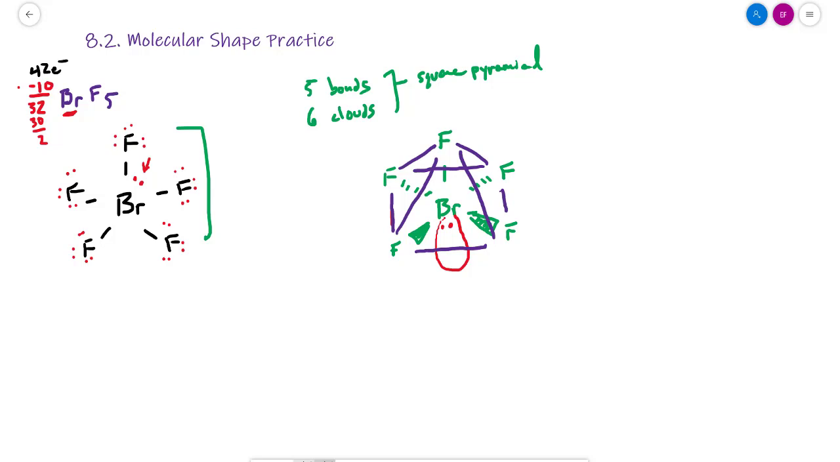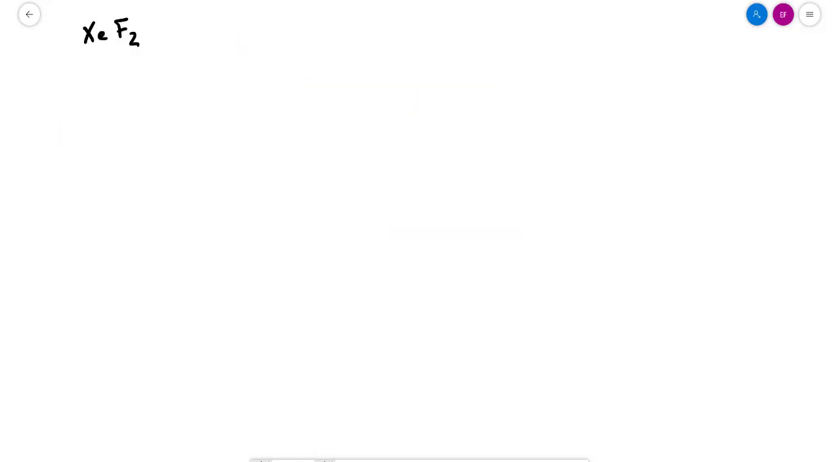So on a quiz or on an exam, if I asked you for the 3D drawing, I'd ask you for this, except you don't need all these purple lines. You just need to show the green shapes using the hash marks, the wedges, and the straight lines to indicate whether things are coming into or out of the screen. So let's look at a second example. This is xenon difluoride. Let's pause the video and see if you can work through this in the same sort of system or process that we used in the previous.